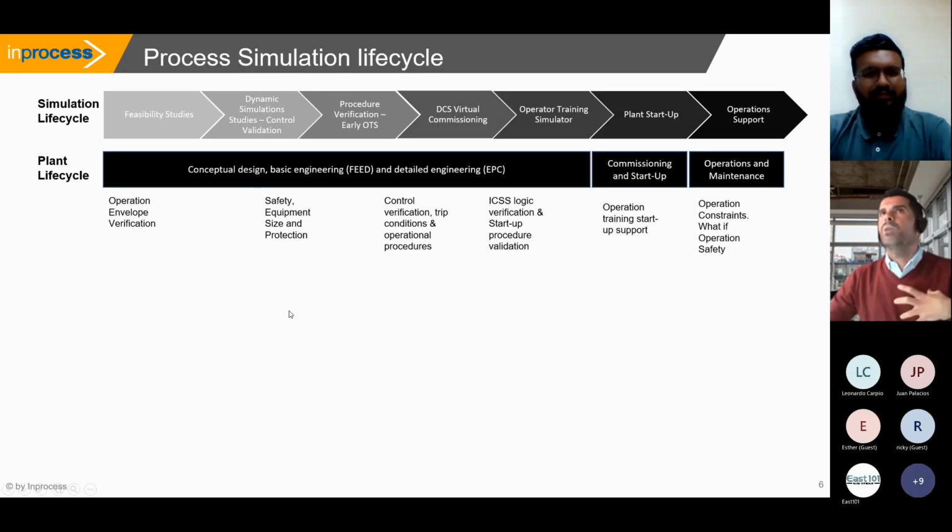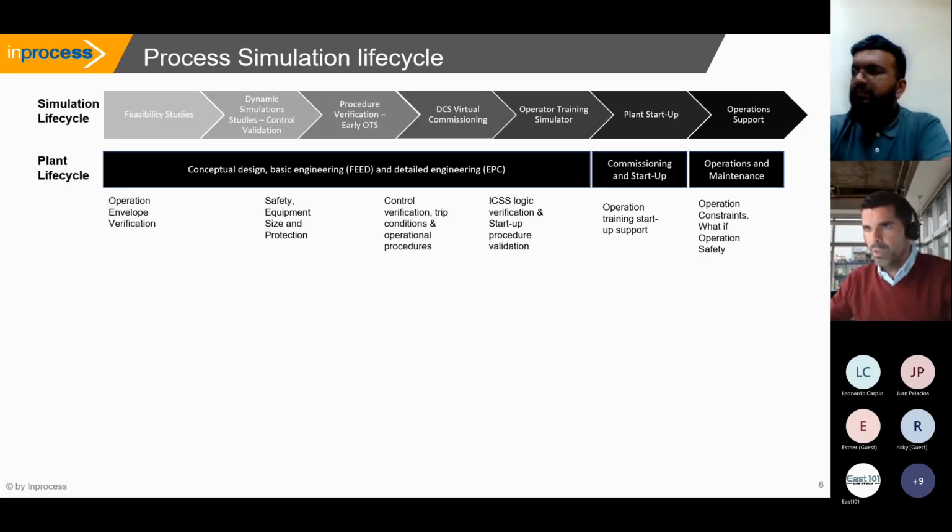We are used to working with the EPCs, engineering companies, and operating companies, and along the project, of course, we are provided more data. So what is true is that the kind of insights we can provide depends on the information available. Of course, the more information you have, the better.